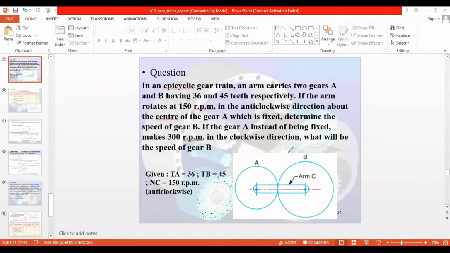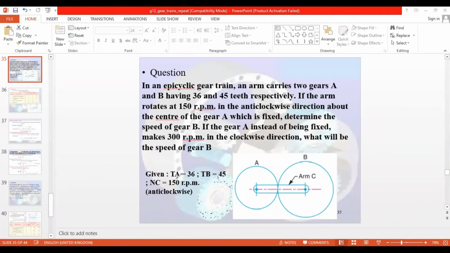If the gear A, instead of being fixed, makes 300 rpm in the clockwise direction, what will be the speed of gear B? So there are two questions actually. One, if A is fixed, what will be the speed of B? Second question, if A is also rotating with 300 rpm in the clockwise direction, what will be the speed of B? Right. So now we'll fix the given data.